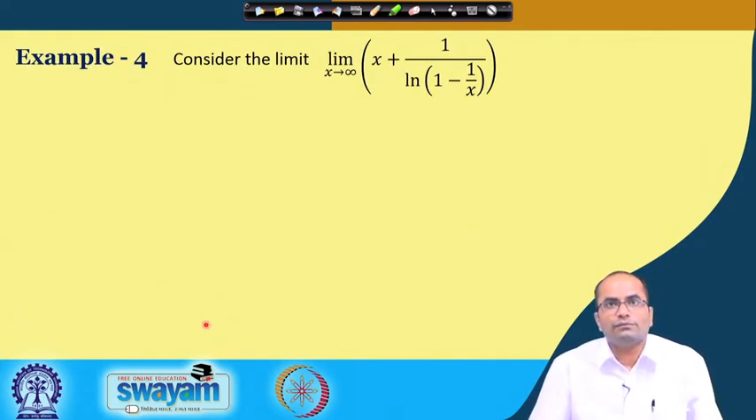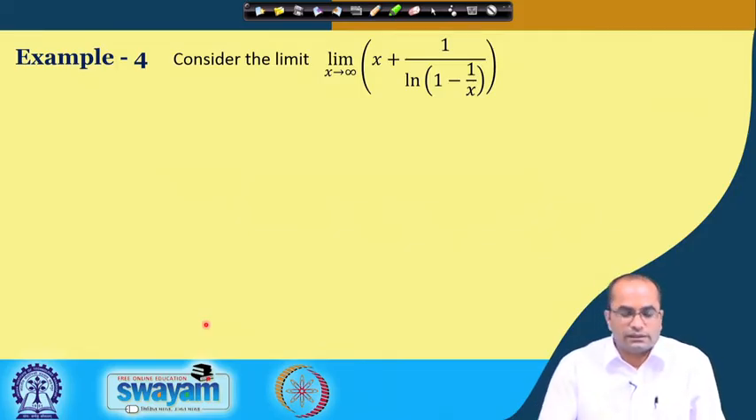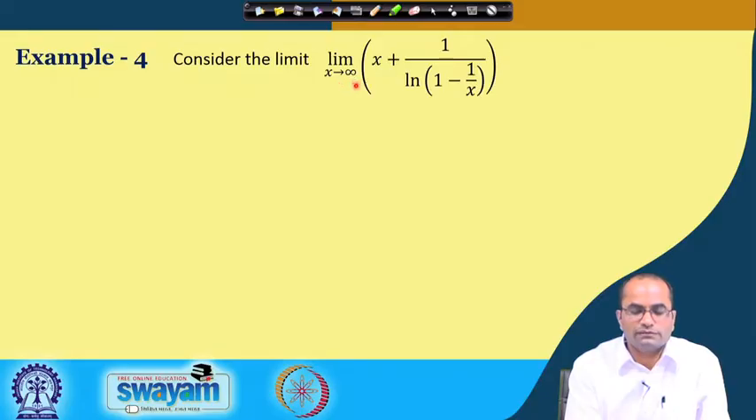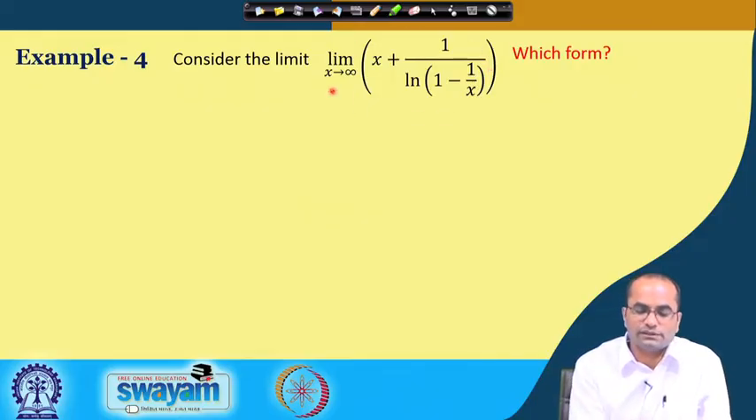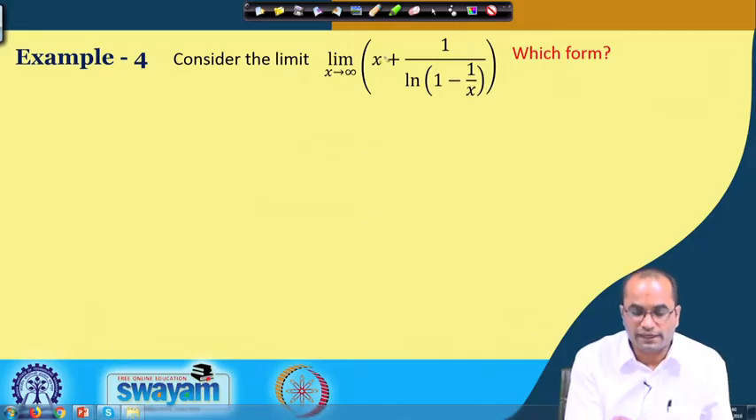Now, the next example again of this nature is the limit as x goes to infinity of x plus 1 over logarithmic 1 minus 1 over x. So, in this case, the question is, what is the form of this expression when x goes to infinity? So, let us just check. So, here x goes to infinity. So, we have the infinity here.